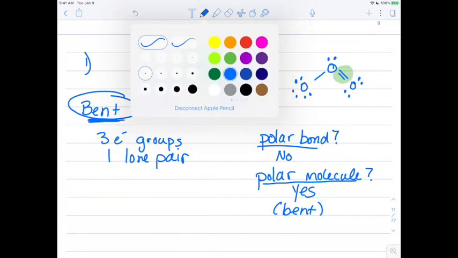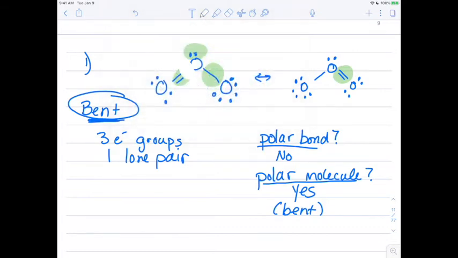Likewise, I could white out the other side and look at only the bond on the right. And again, it's a nonpolar bond because they're both oxygen. So again, they're fighting, but they're equally strong. They have the same electronegativity because they're the same element. So what makes this one really unusual is that we have a nonpolar bond, but we have a polar molecule.